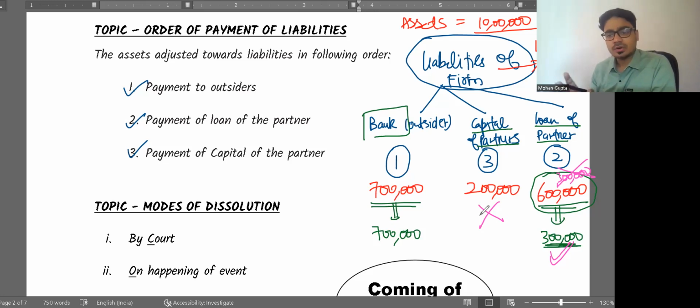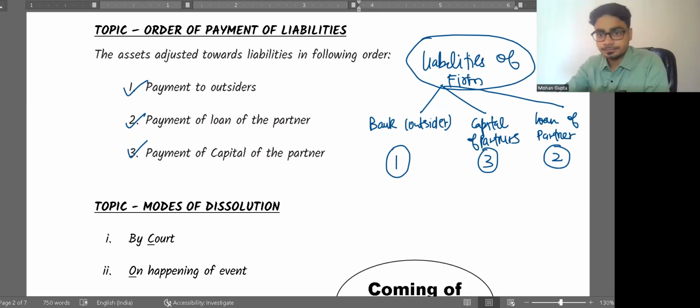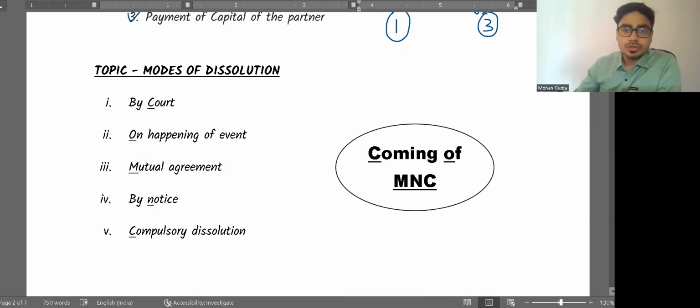So this is how a question can come. You just need to remember this. First is payment to outsiders, then loan, then capital. Then next is modes of dissolution. This is a complete theory part, so we'll do this quick. Modes of dissolution, how a firm can be dissolved.